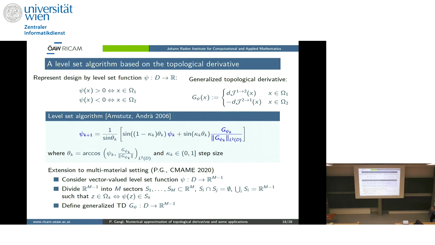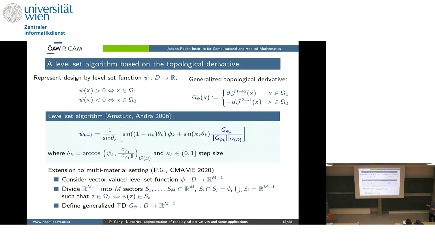You can also extend this to the setting of multiple materials. In that case, you would not consider a scalar valued level set function, but a level set function that maps not into R, but into R^(m-1), if m is the number of materials. And similar as here, in the 2 material case, you basically split the real line into 2 half lines.